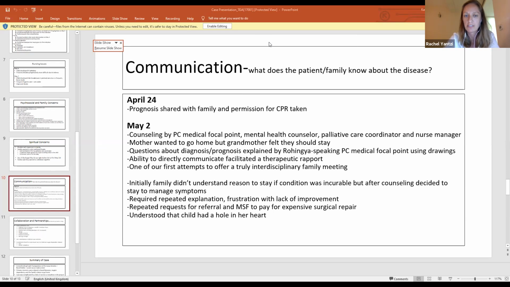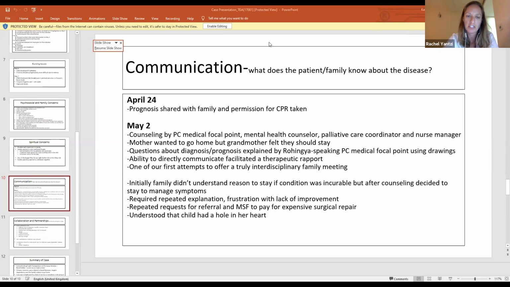It took quite a bit of explanation, but we were really fortunate that the doctor and the palliative care coordinator speak Rohingya, which made them better able, I think, to develop what I call therapeutic rapport. They were able to have an actual person-to-person connection. The doctor used some drawings to help explain the baby's heart condition. It took a while for them to understand, and sometimes they required repeated explanations. But in the end, they understood that the child had a hole in her heart. They were able to verbalize that to us.